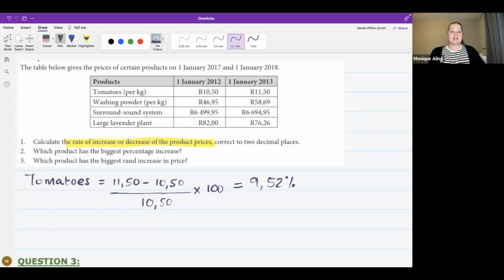Okay, I'm going to ask you guys to do the same thing for the next three: the washing powder, surround sound system, and the large lavender plant. Remember, 2 decimal places when dealing with percentages.